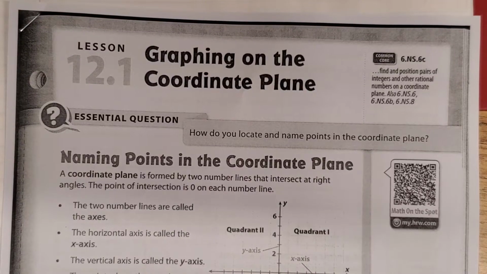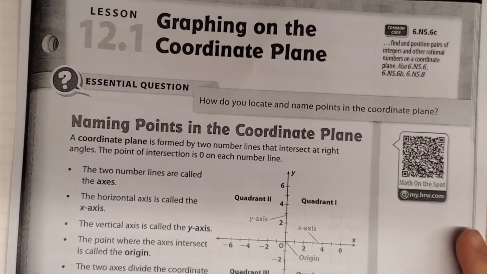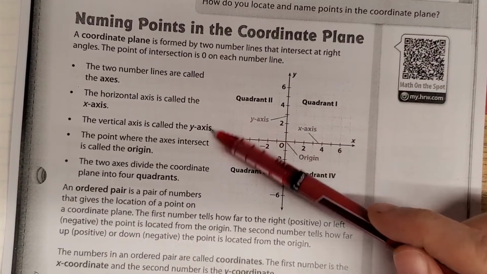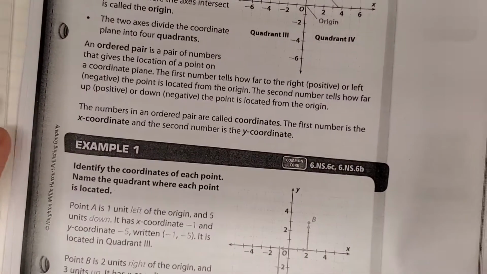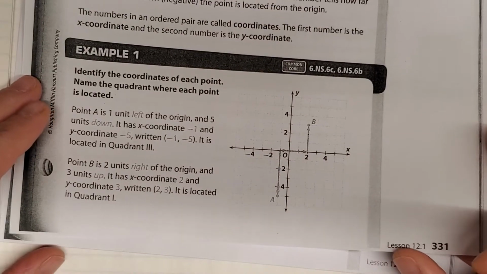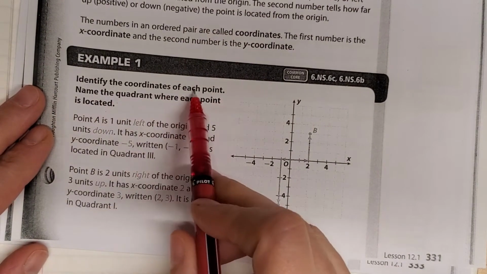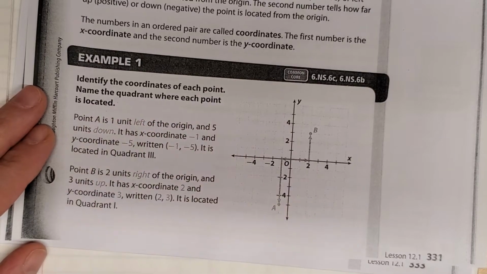Hey, good morning. Let's talk about graphing on the coordinate plane. We went over a lot of this previously, but it's here for you if you need it. And sorry if you don't have one of these. They're pretty handy. So identify the coordinates of each point. Name the quadrant where each point is located.